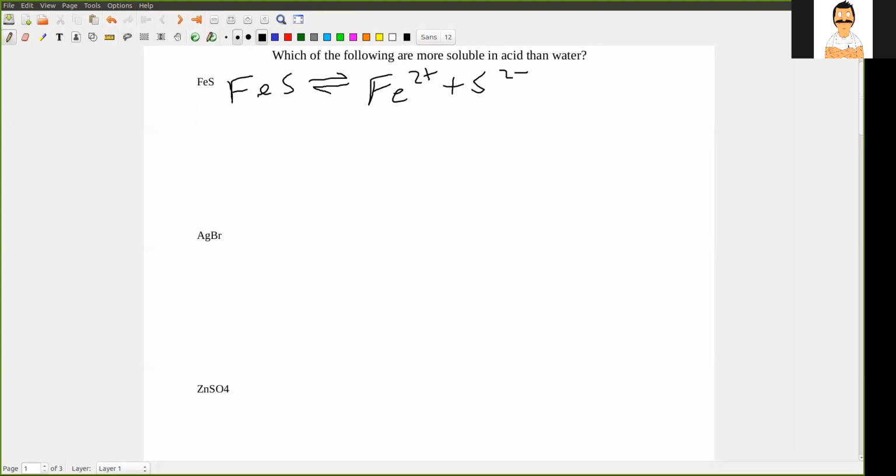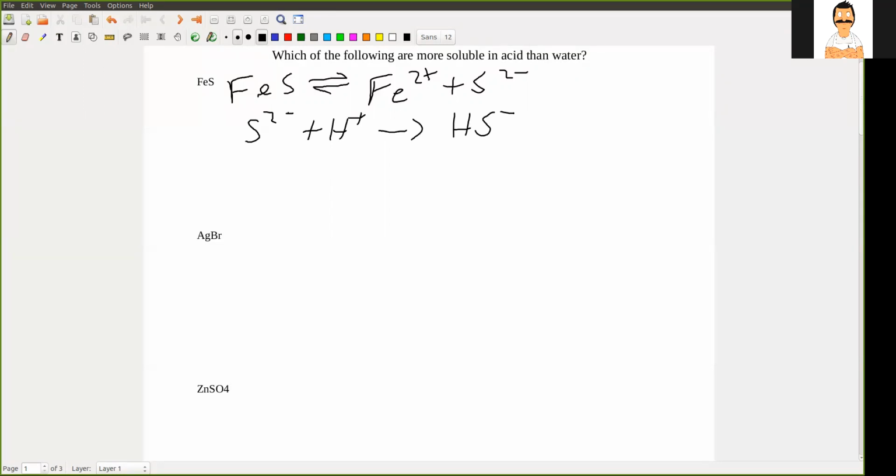The second thing we'll want to do is consider the anion, the part of this salt. So we're considering sulfide. Sulfide is going to be the conjugate base of some acid. To determine that, we simply look at S2- plus H+, which gives us HS-. HS- is a weak acid, and because it is a weak acid and the conjugate base is S2-, we can apply Le Chatelier's principle.